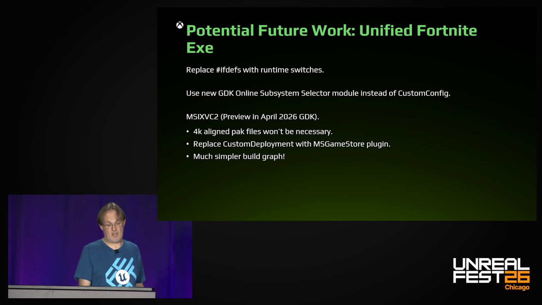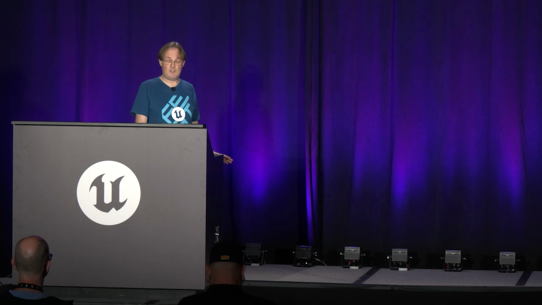But the big thing would be MSIXVC2, which is in preview in the April GDK, and I believe being formally released in the October GDK of this year. This means that the 4K-aligned pack files wouldn't be necessary, and we can get rid of all of that custom deployment stuff and use the MS Game Store plugin instead. This would result in a much simpler build graph. Most likely, we could just have, at the very end of the normal Win64 build process, we just generate the MSIXVC package in the final step.